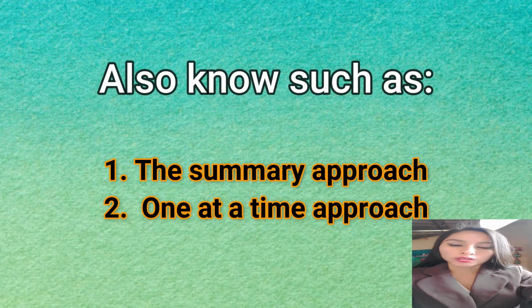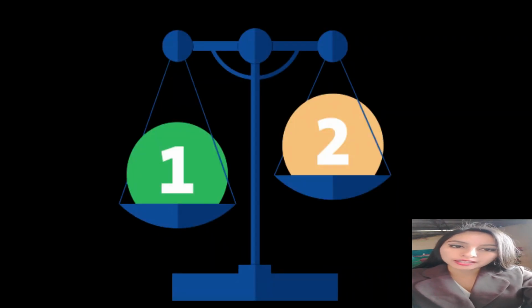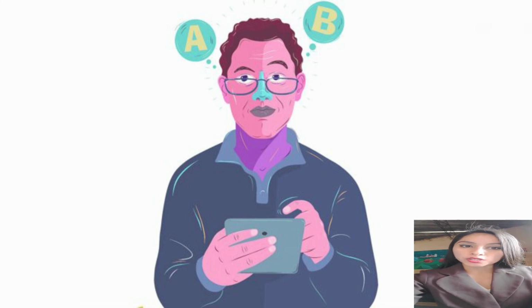One of the most popular and the most common is the block method, also known as the summary approach or one at a time approach. In this method, the writer provides an introduction giving the comparisons, the contrast, and the thesis statement. Then the writer provides a body paragraph detailing the similarities and a body paragraph detailing the contrast, followed by a conclusion that paraphrases the essay and the thesis statement. The block method presents all arguments related to A and then presents all arguments related to B.